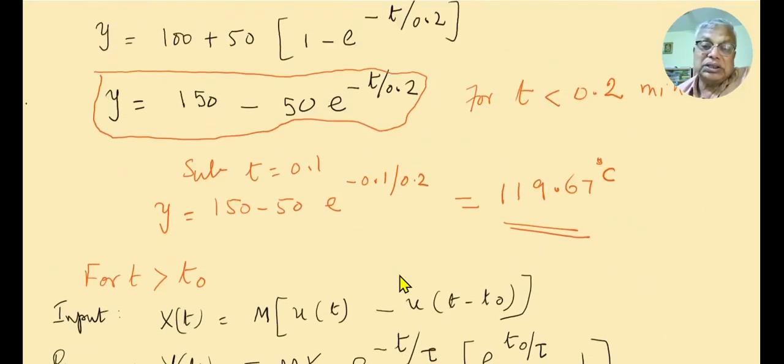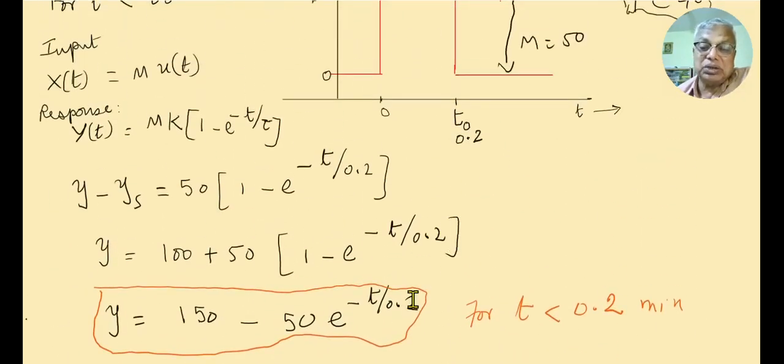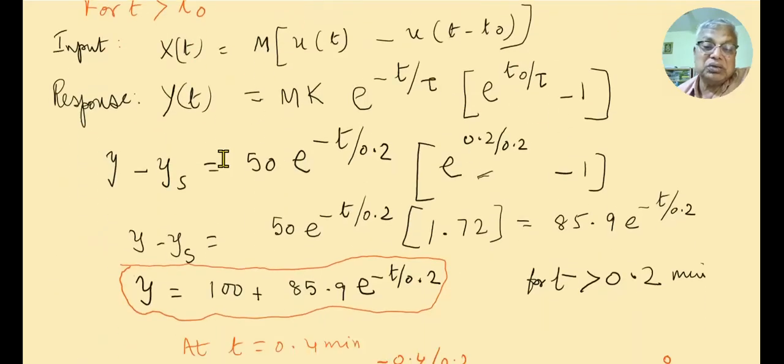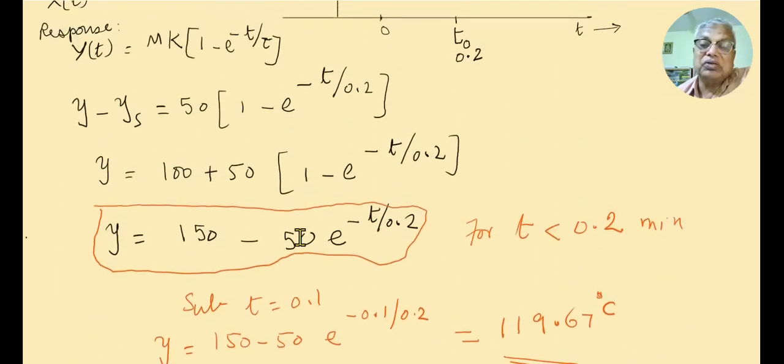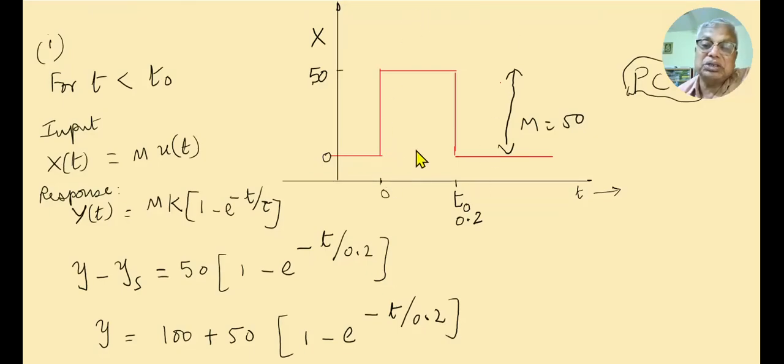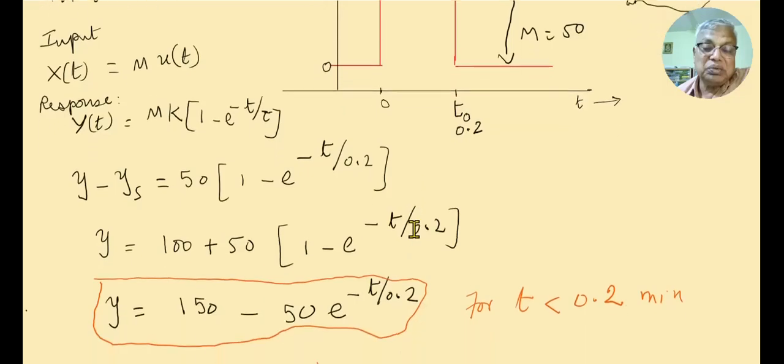So you have a set of two readings, one for t less than 0.2 and one for t greater than 0.2. But you have to make a single plot only, on the same graph. How does it look? Both x and y on the y-axis, t on the x-axis. You plot both on the same graph and see how the response compares with the input.